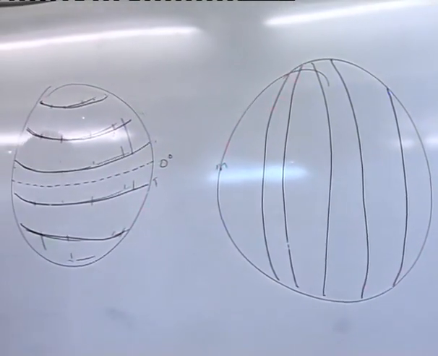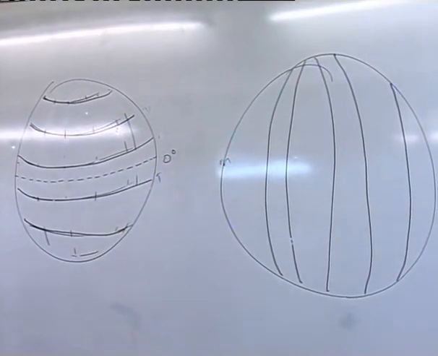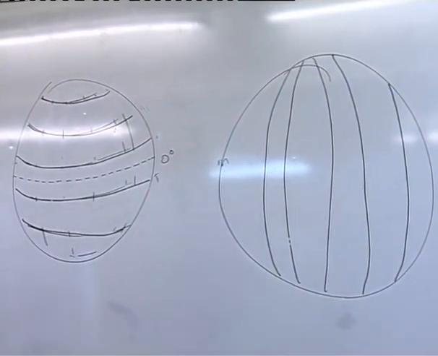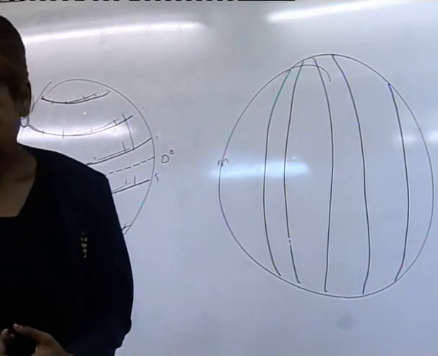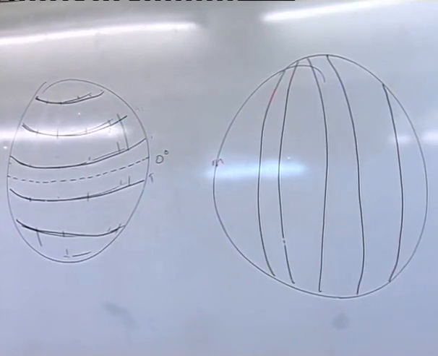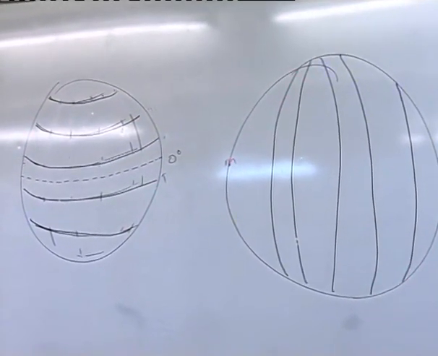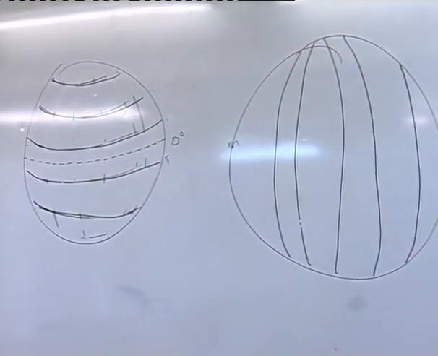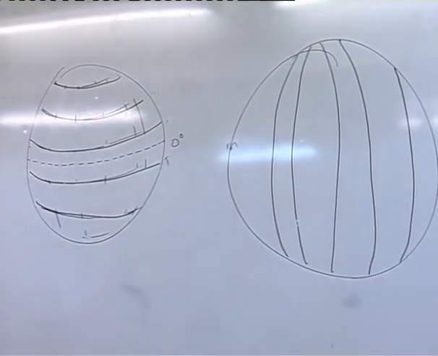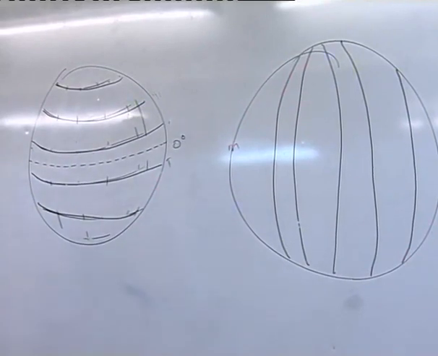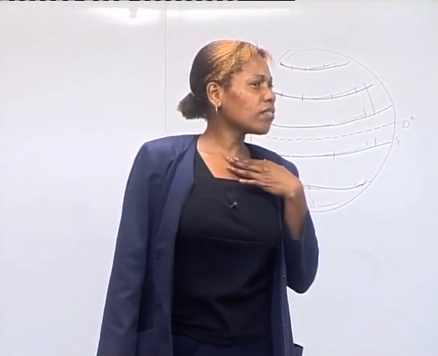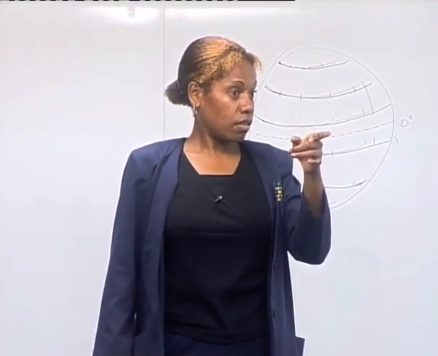What are lines of latitude? Come on, receiving students. Anyone, please? Right, Caroline? Lines of latitude are imaginary lines that run from east to west. All right, very good.